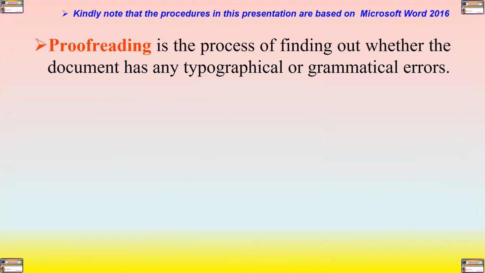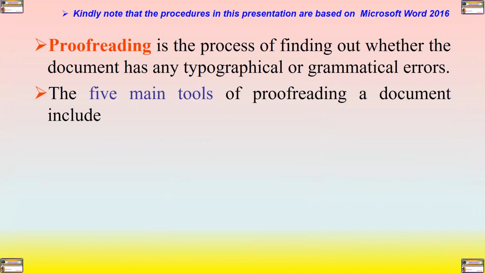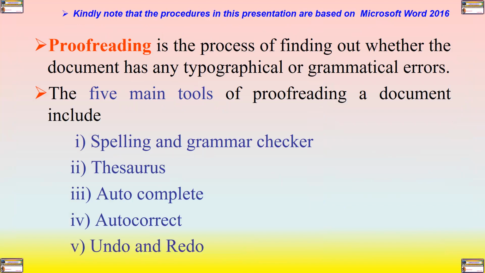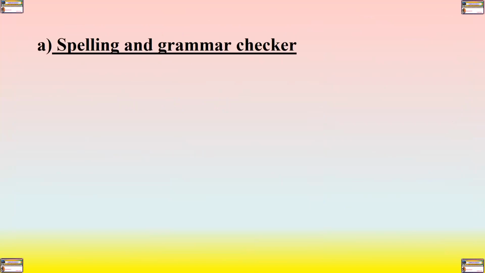Proofreading is the process of finding out whether the document has any typographical or grammatical errors. The 5 main tools of proofreading a document include spelling and grammar checker, Thesaurus, Autocomplete, Autocorrect, undo and redo. Let's commence by looking at spelling and grammar checker.